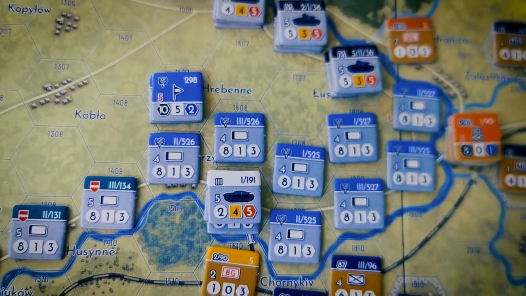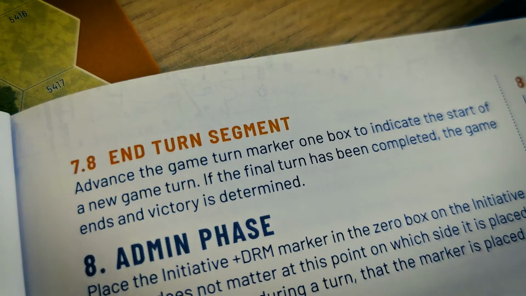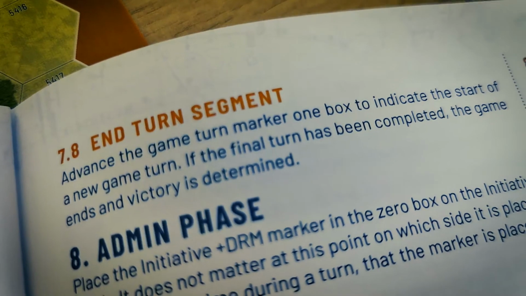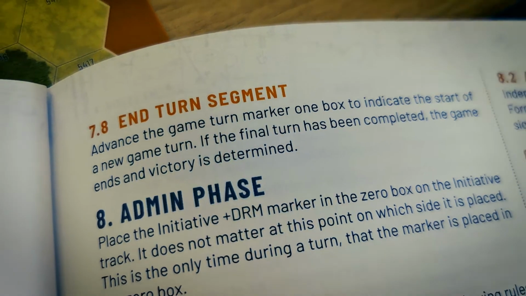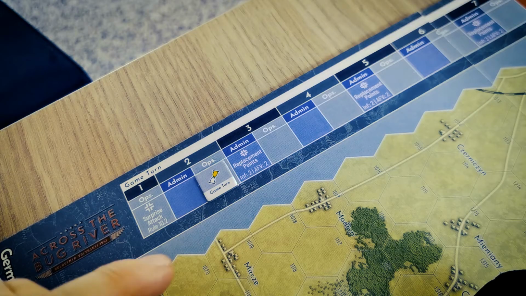When the OPS cycle is over, we come to the end turn phase. Don't worry, this is quickly dealt with, as only the game turn marker is moved up 1 space.